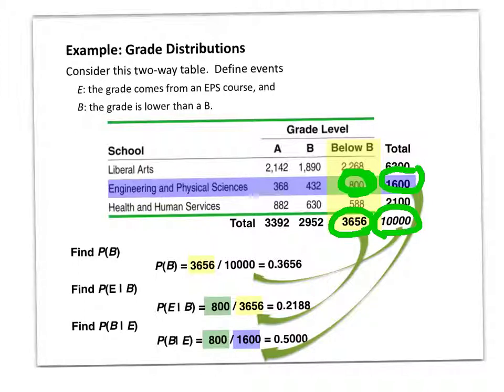So once again, get used to this notation. This means the probability of the first event given that the second event has already happened. And this is the probability, in this case, of getting a grade lower than a B, given that you've already picked a student from the engineering and physical sciences. As long as you read it that way, you can usually reason out these problems.